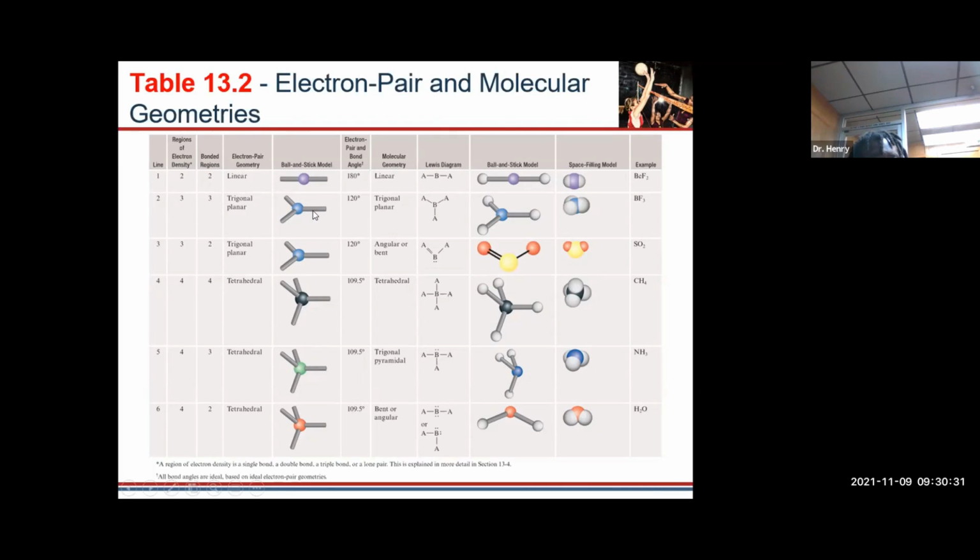Okay, so we talked about the trigonal planar. If we have 3 electron pairs attached to the center atom, it's going to form a trigonal planar electron pair geometry. If I have 3 atoms attached to a center atom, 1, 2, 3, and no lone pairs, then the molecular geometry is also trigonal planar. The angle between these is 120 degrees. An example of this is boron fluoride, with boron as the center atom and fluoride attached to each one. Its molecular geometry would be trigonal planar, and its electron pair geometry would also be trigonal planar.